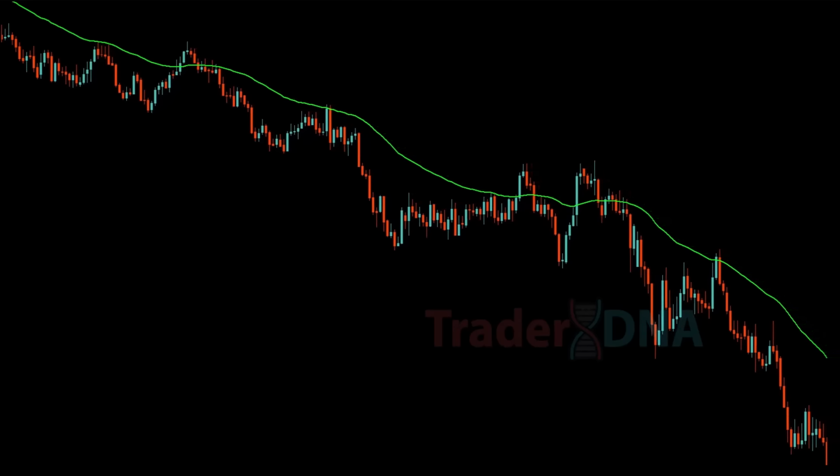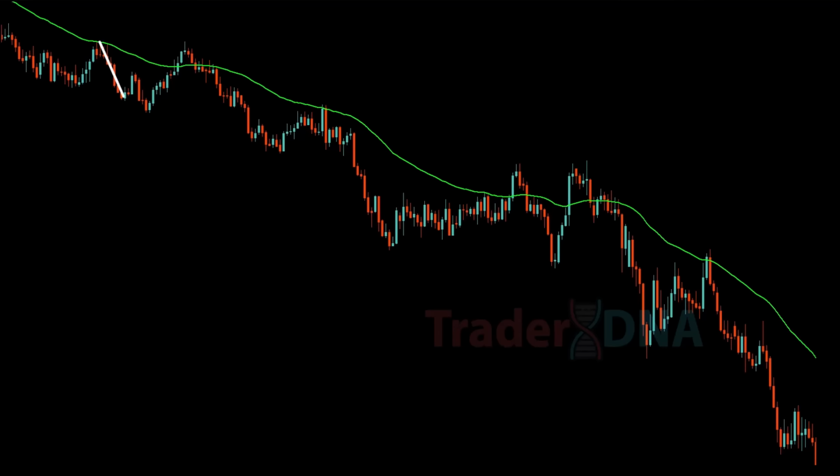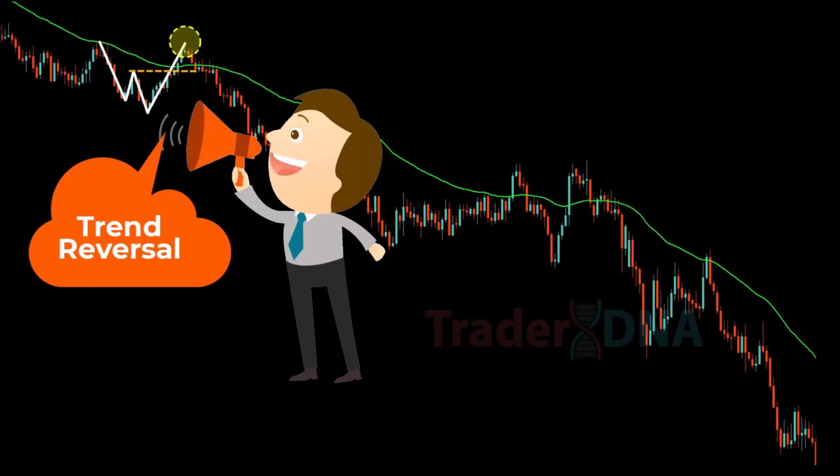And trust me, this is where so many traders get trapped. They see a couple of candles wiggle up and down and suddenly they're screaming trend reversal, when in reality, the market isn't reversing at all. It's just shaking out beginners.